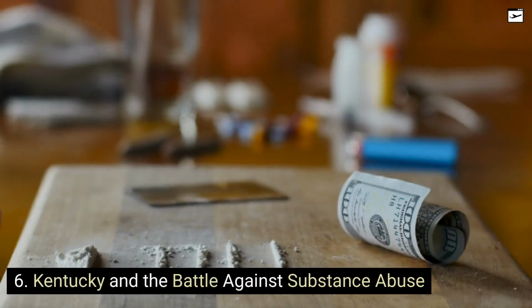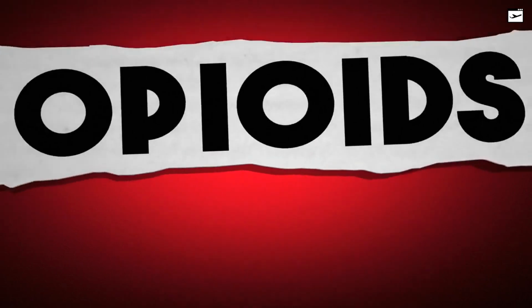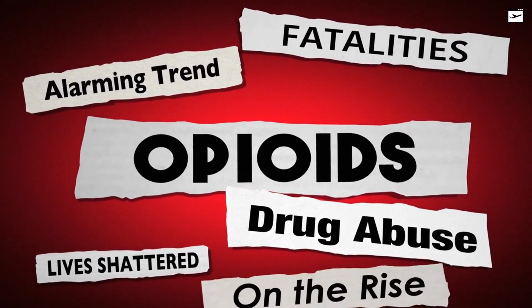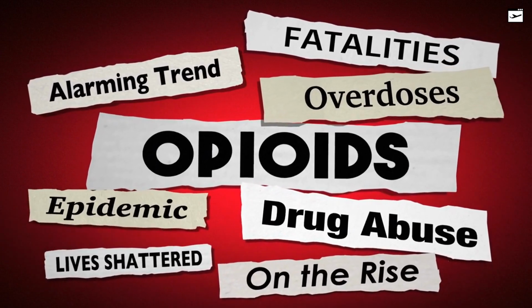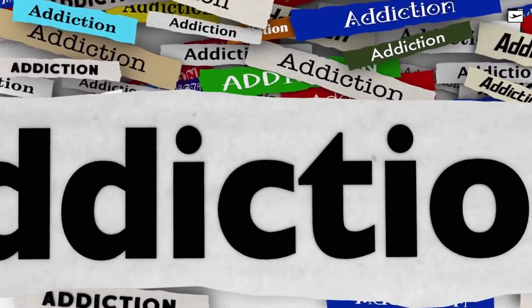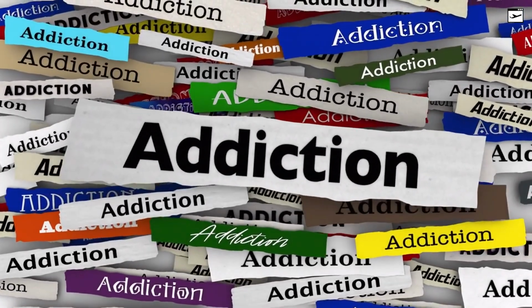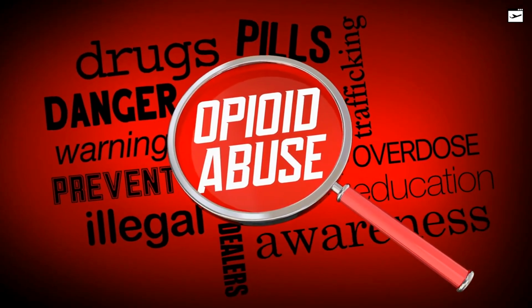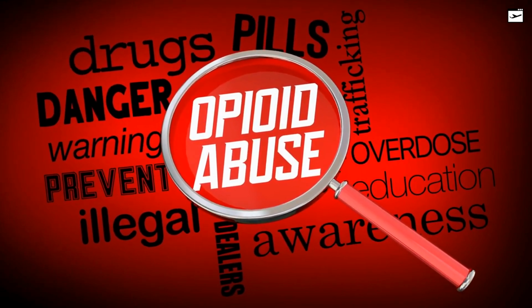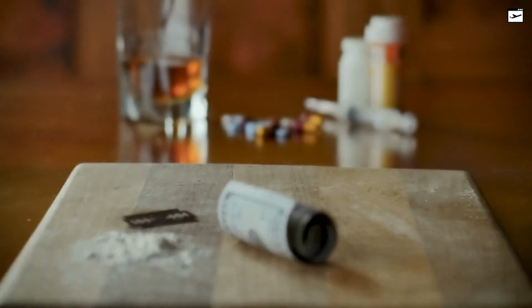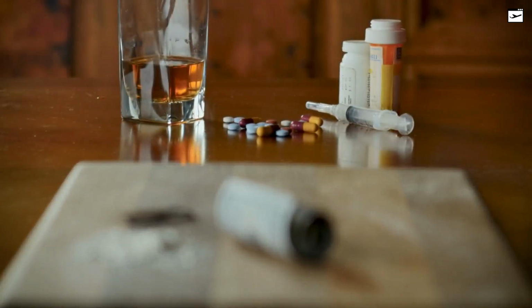6. Kentucky and the battle against substance abuse. Kentucky's mortality rate, hovering at 1,337 per 100,000, reflects its long-standing struggles with substance abuse, particularly opioids. This crisis strains the healthcare system and devastates communities. While initiatives to curb drug abuse are underway, enhancing access to rehabilitation and mental health services remains critical. Education and rehabilitation could offer a lifeline to those trapped in the vicious cycle of addiction.